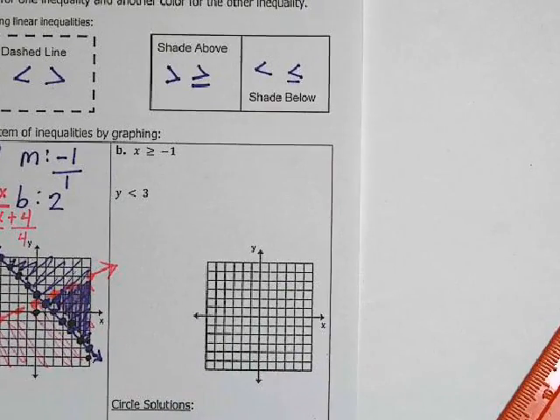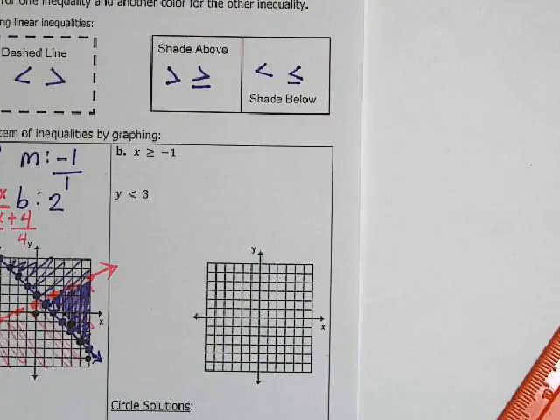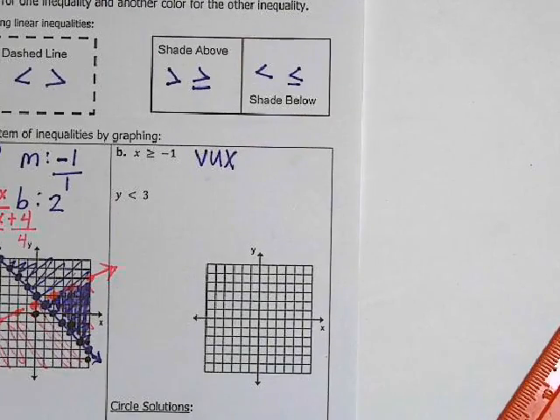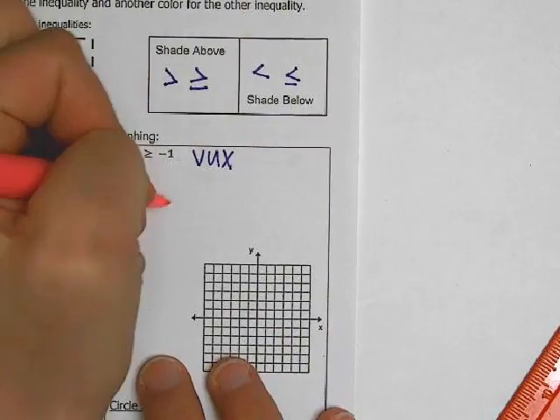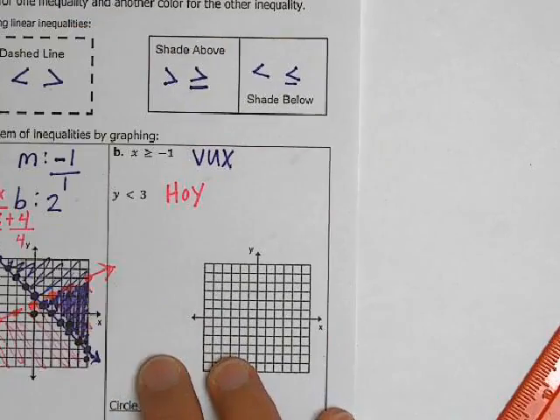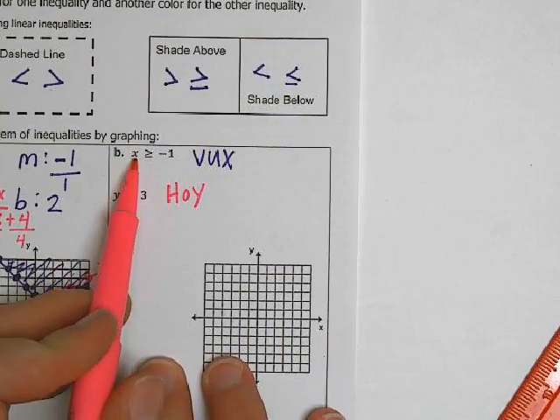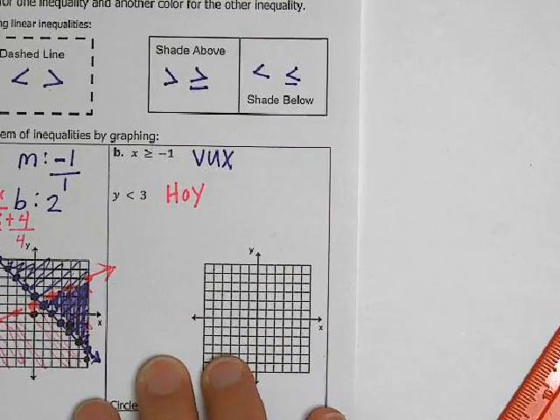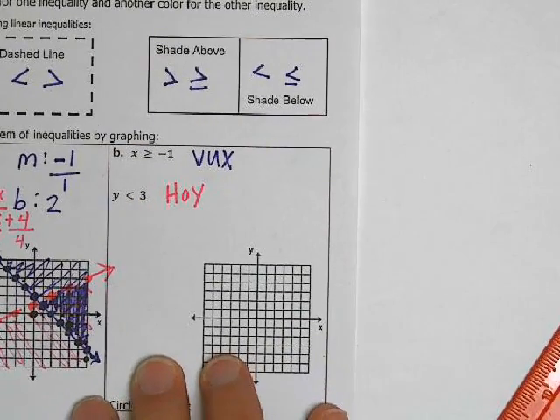Okay, B. What do you notice about B? There's no Y on the first one, right? So it's an X problem. If that's X, what's the next one? Y. How do you know? Then we have no X. So the first one is X equals a number. The second one is Y equals a number. It's only got one variable.